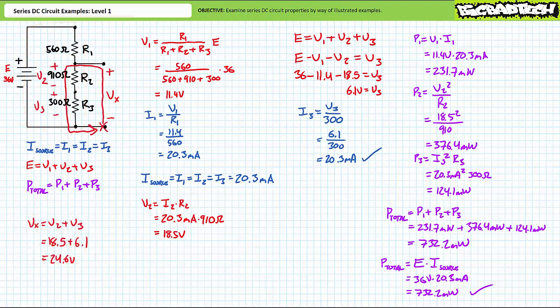Another application of Kirchhoff's voltage law, starting here and traveling in the counterclockwise direction, demonstrates that rise Vx is equal to the summation of voltage drops V2 and V3. Substituting in our given values similarly demonstrates that Vx is 24.6 volts. Given both analyses yielded 24.6 volts, I've got a reasonable degree of confidence our answers are correct, and we can move on to the next illustrated example.